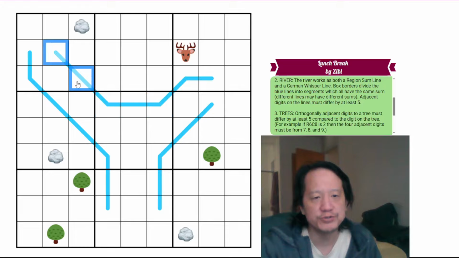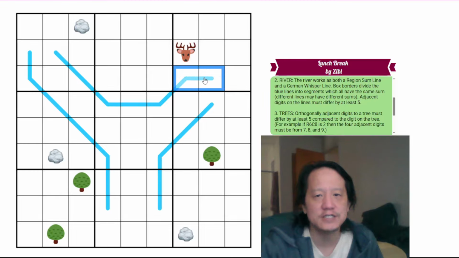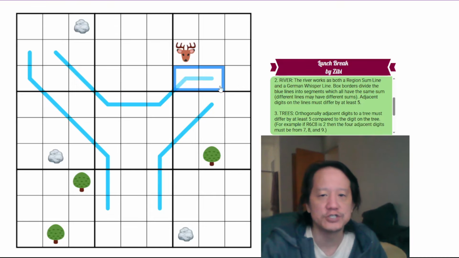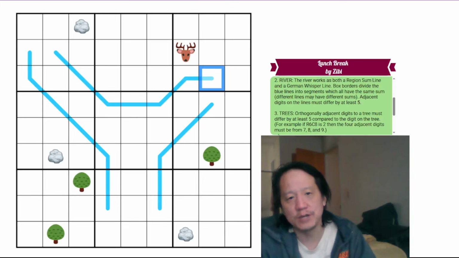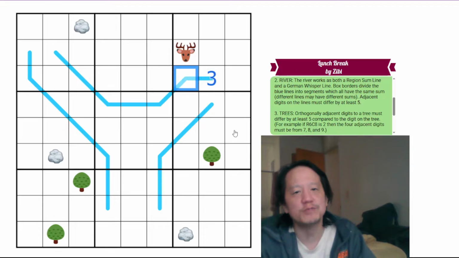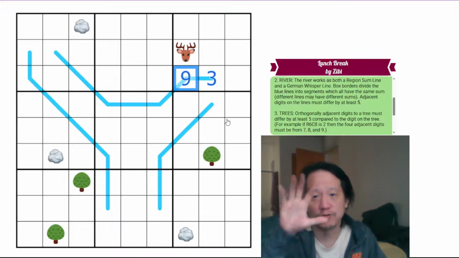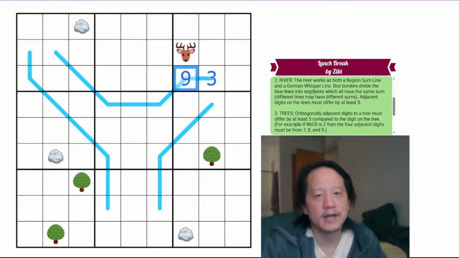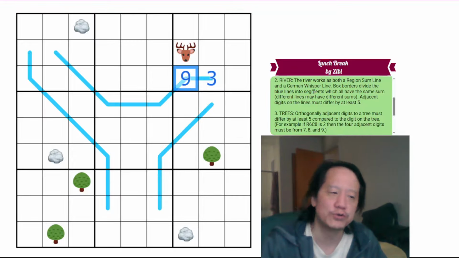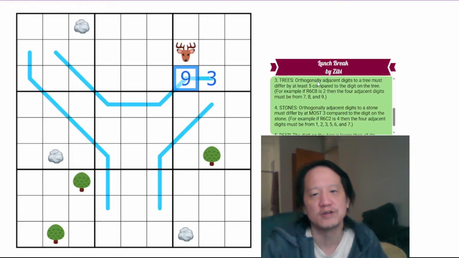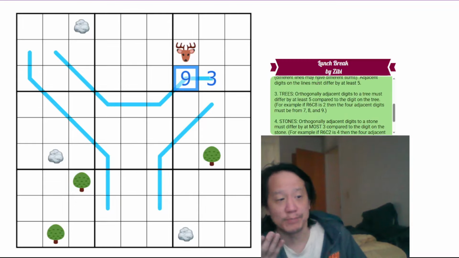So, for example, these two digits must equal the same sum as these three, which must equal the same sum as these two digits added together. And for the German whisper part, adjacent digits on the lines must differ by at least 5. So, for example, if this were a 3, this would have to be an 8 or a 9, because those are the only digits which are 5 or more away from 3. And that's how the German whisper line works, or as I like to call them, whisper 5 lines. If I say whisper 5, I'm referencing the German whisper line, but that's what I prefer calling them.